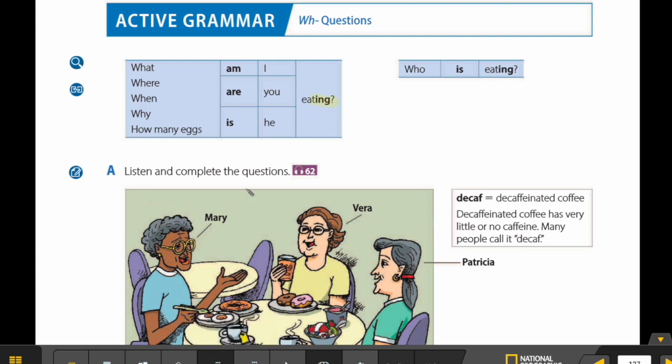So remember, it's important to use the verb be and the ing form of the verb. Or if you're asking about the subject with who, you say, who is eating? Who is eating? So you use is, not are. Always is, as if it is third person singular.